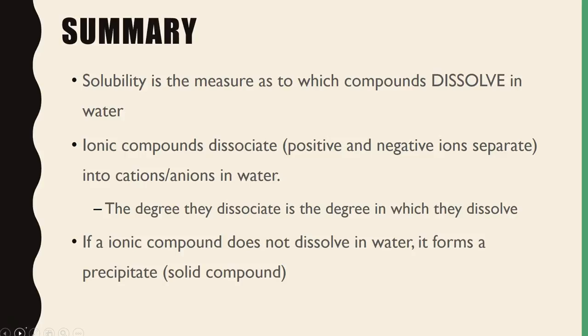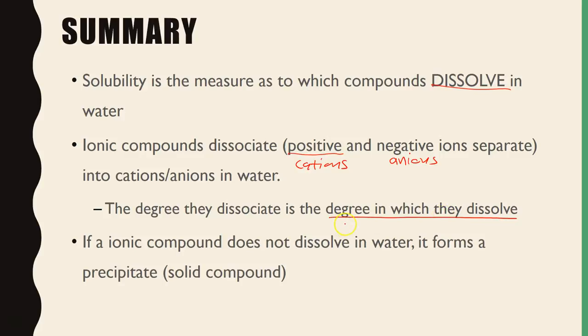The summary of this video: solubility is a measure of which compounds dissolve in water. Ionic compounds can dissociate, so the positive ions, positive cations, and the negative anions will separate to form their charged particles. And that's when you know that they have dissociated or they have solubilized in water. The degree that they dissociate is the degree they dissolve.